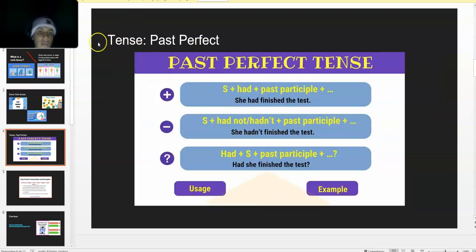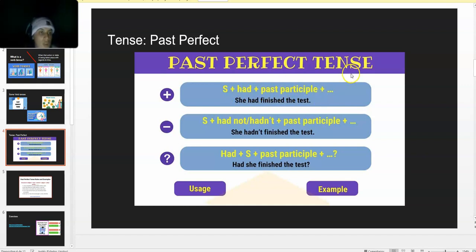To start, the past perfect is a tense of the past, and its structure is the following. Before we start: the past perfect is used when one action in the past is interrupted by another action in the same past. The structure in positive is subject plus had, the auxiliary, and the past participle. For example, she had finished the test.